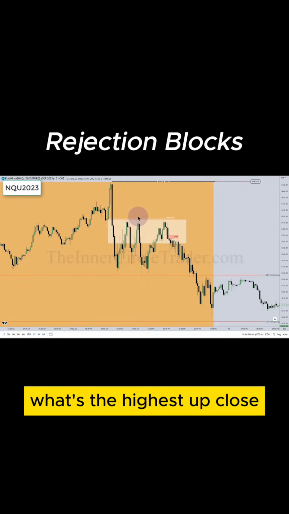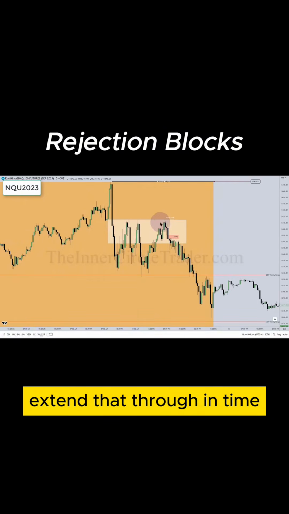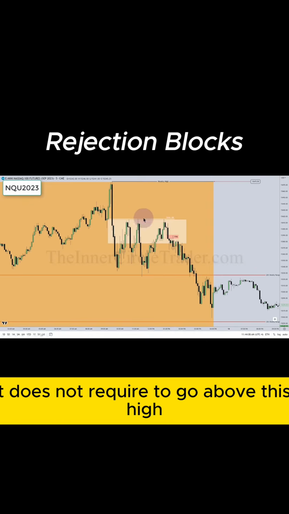What's the highest up close? This one here? Prior to this high here. Is it here? No. There. Extend that through in time. You can see we sweep that. It does not require it to go above this high.